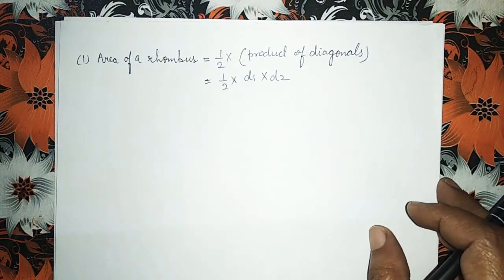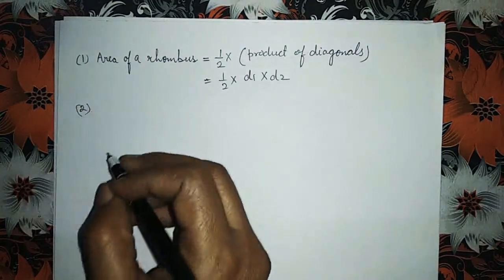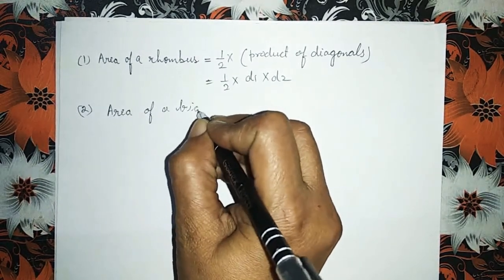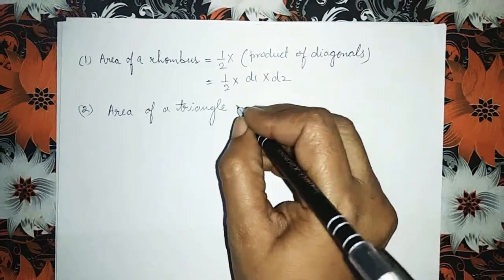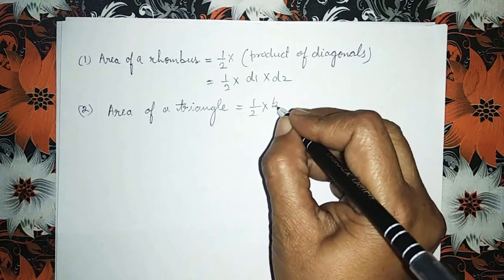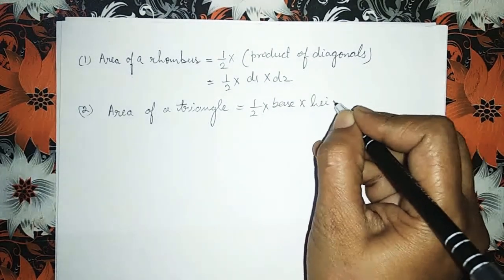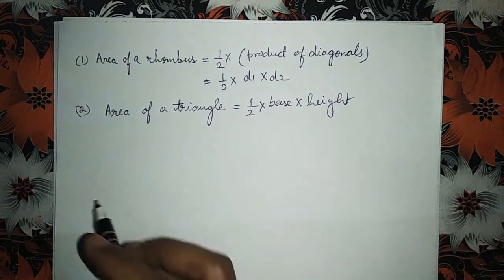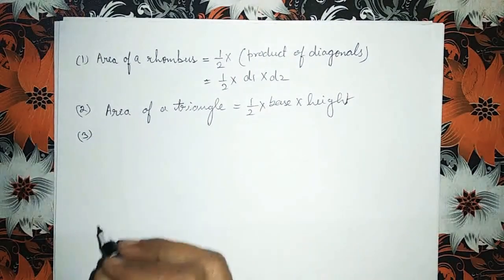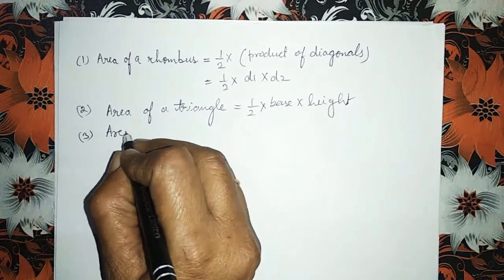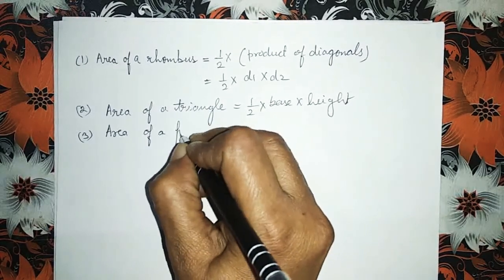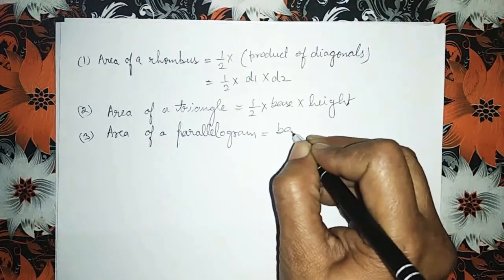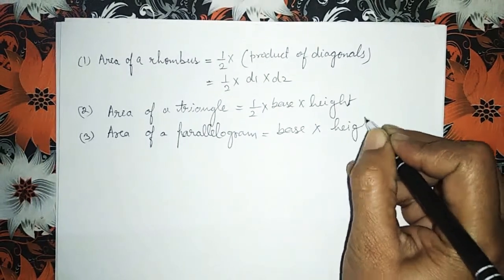Okay. Now the second formula is area of a triangle is equals to half into base into height. Last year you have studied these two formula, and one more formula you have studied last year, that is area of a parallelogram is equals to base into height.